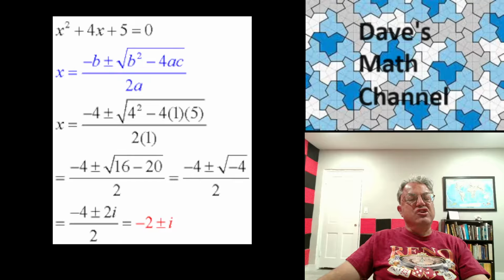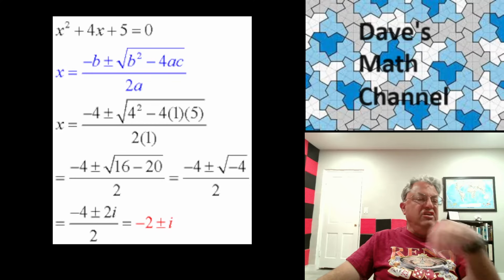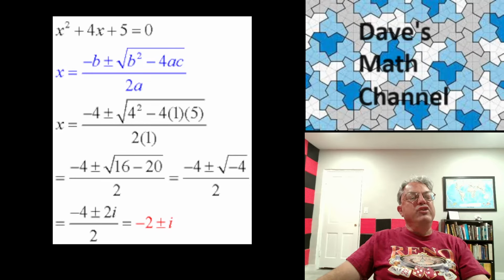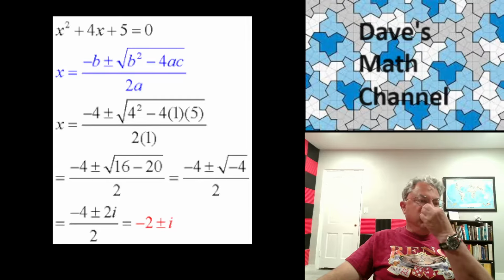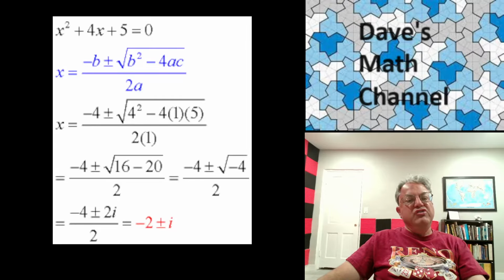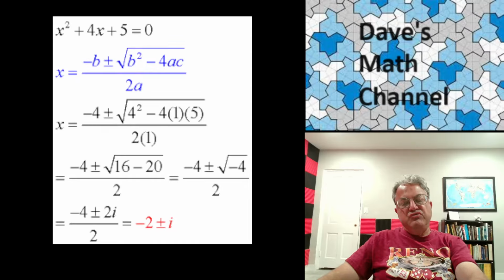And notice something else interesting here. These roots are complex conjugates of each other. And that's not a coincidence. It turns out that if you start with any polynomial, it doesn't matter what the degree is, with all real coefficients, and that's key, the coefficients have to be real, then every imaginary root is paired with its complex conjugate. So you get complex conjugate pairs of imaginary roots.